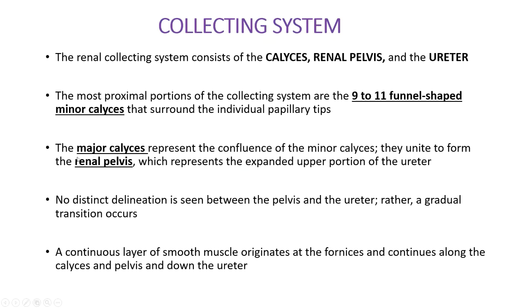And these major calyces again unite to give the renal pelvis, which ultimately joins into the expanded upper portion of the ureter. There is no distinct delineation between the renal pelvis and the ureter, and rather it is a gradual transition. However, one important feature by which you can differentiate the minor calyces from the renal pelviureteric system is the presence of smooth muscle elements. Smooth muscle will not be seen in the minor calyces, but as you go lower down, you see that there is smooth muscle within the wall as well.